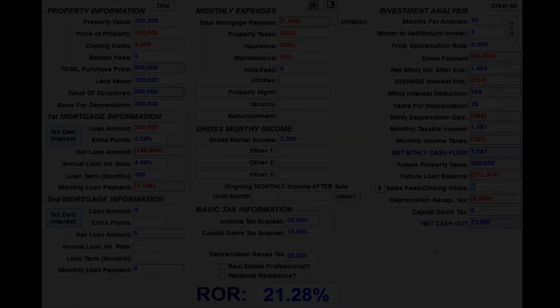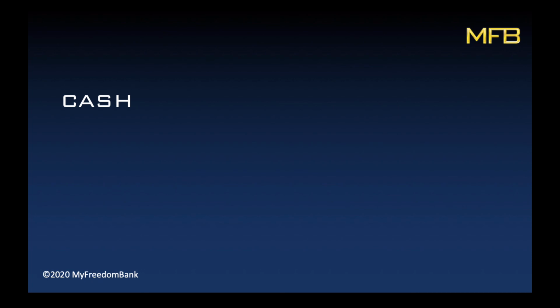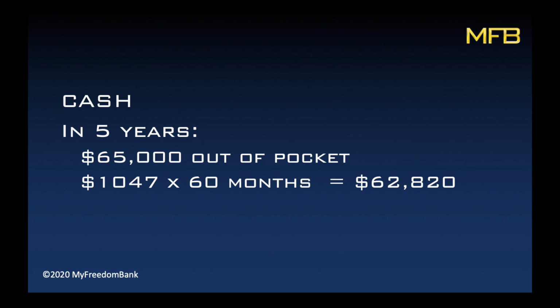So to summarize, this is what we call a cash deal or cash down deal. In 5 years, you're going to take $65,000 out of pocket. Remember, it was $5,000 closing expenses plus $60,000 for that 20% down payment against the $300,000. And we're going to make, based upon our assumptions, $1,047 a month for 60 months for 5 years, which will yield $62,820. Now, is this a good deal? Do people do this kind of deal? Sure, every day.